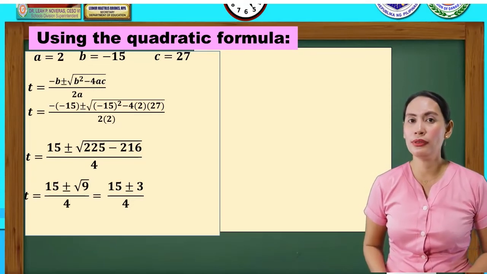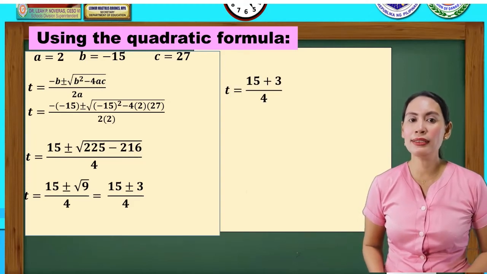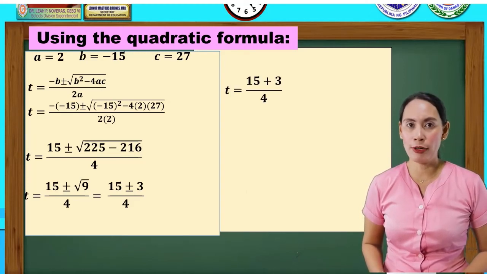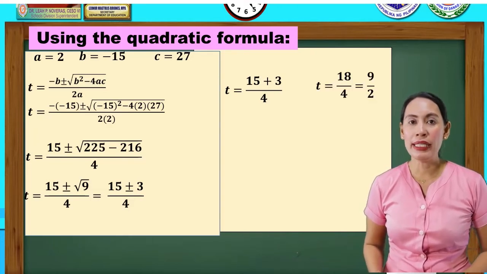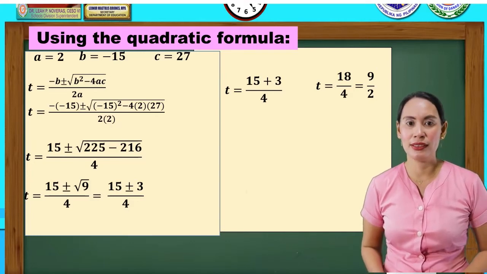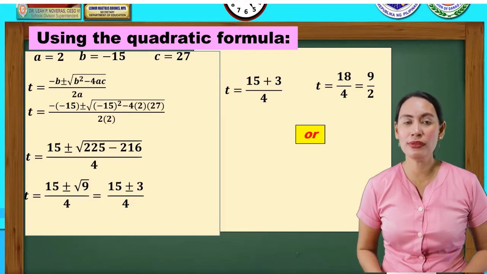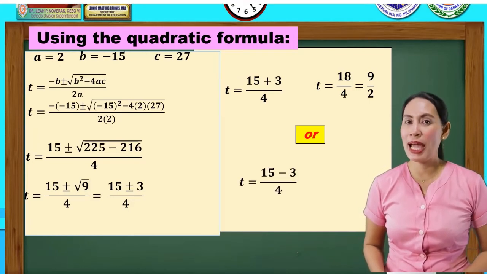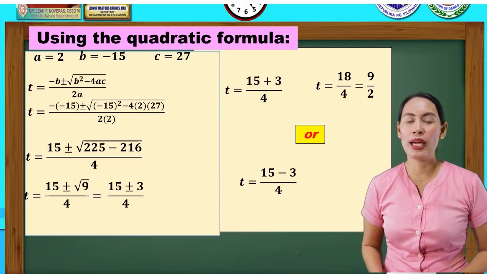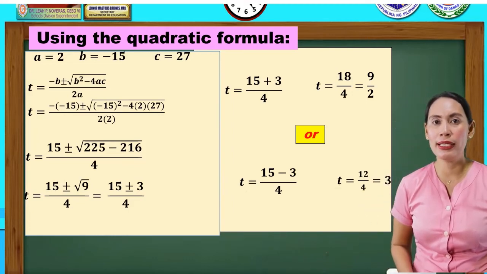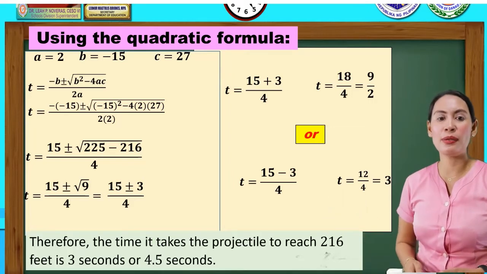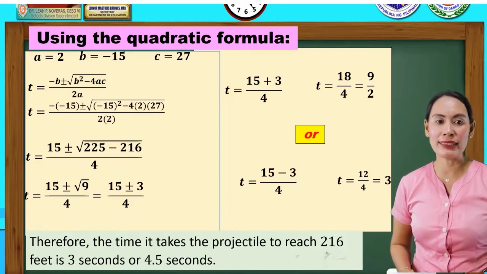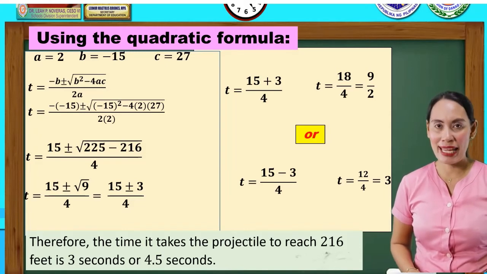The first solution is t equals 15 plus 3 over 4. So, t equals 18 over 4 equals 9 halves. Or, the second solution, t equals 15 minus 3 all over 4. So, we have t equals 12 divided by 4, which is 3. Therefore, the time it takes the projectile to reach 216 feet is 3 seconds or 4.5 seconds.